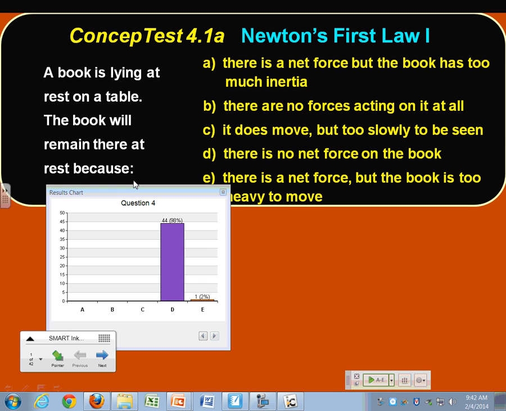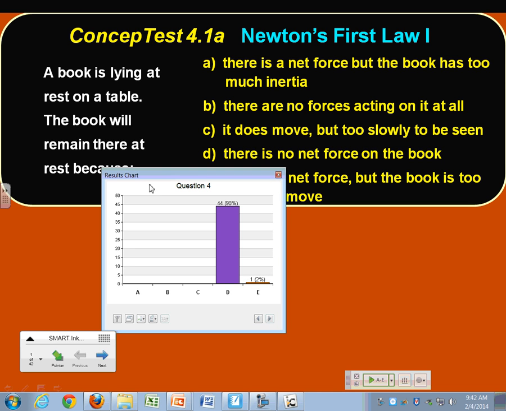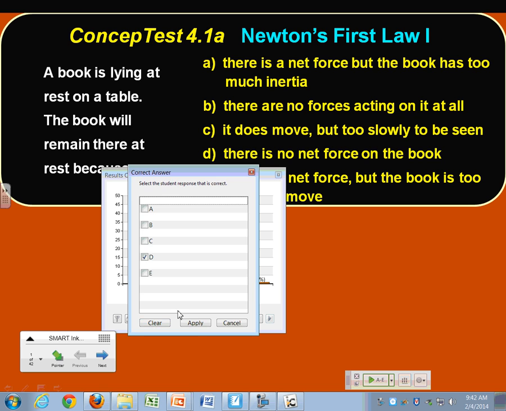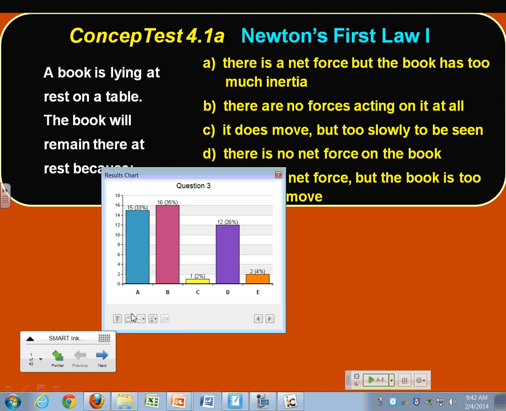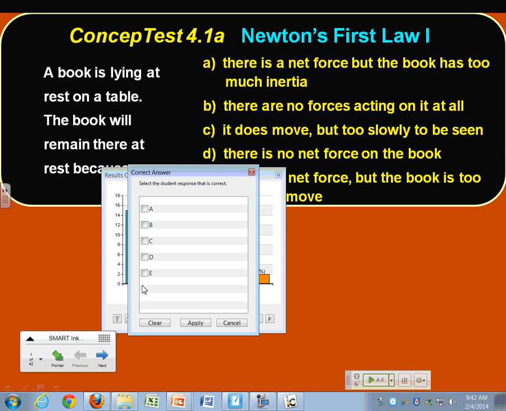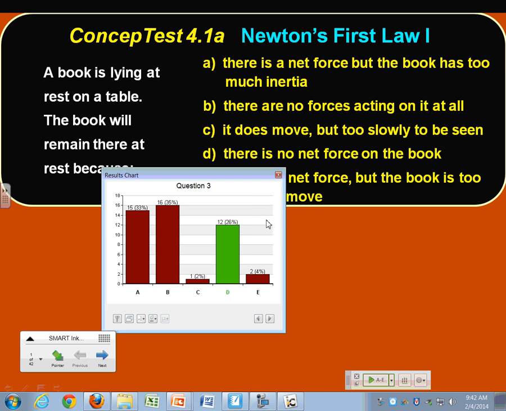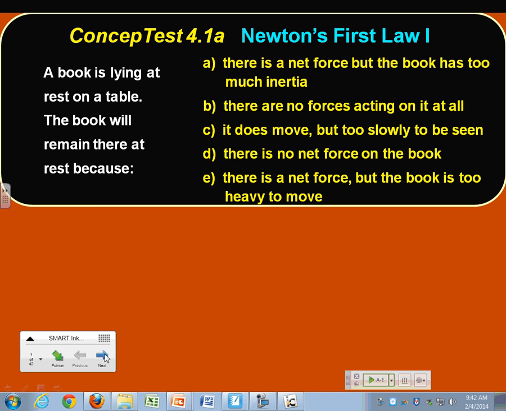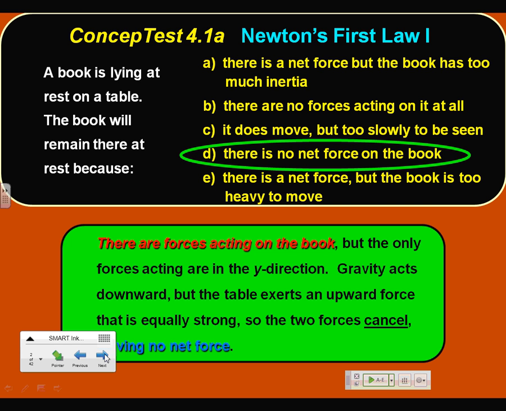Okay, D is the right answer. Good job, 12 of you. They got it right the first time. That was good. All right, there's no net force on the book.